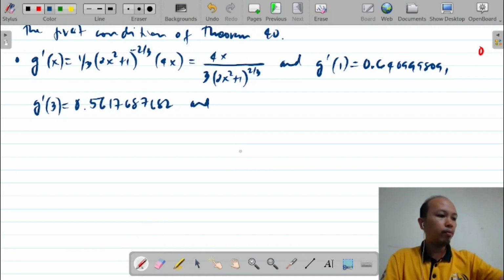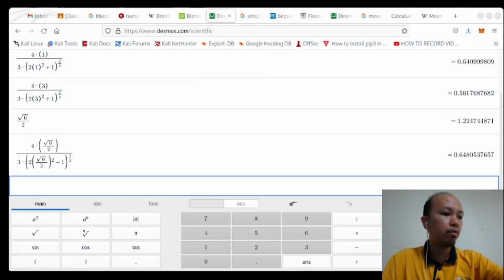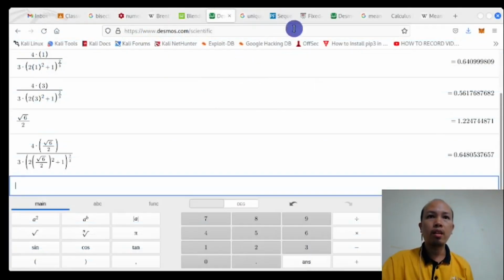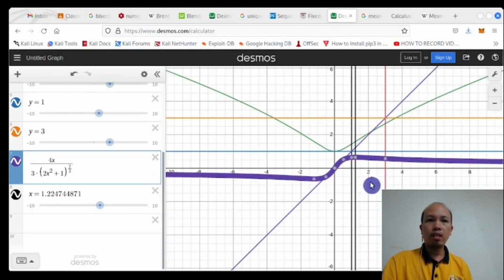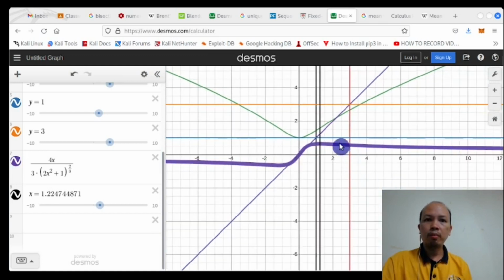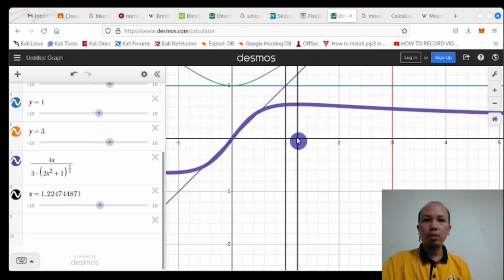So on open board, and g prime of x based on the graph. Okay, this one here. Let's go to home. We have here increasing, decreasing, that one. Okay, so we are not concerned with this point here. We are concerned with 1 to this value, and then this value to 2.